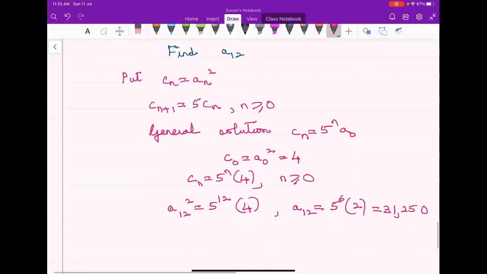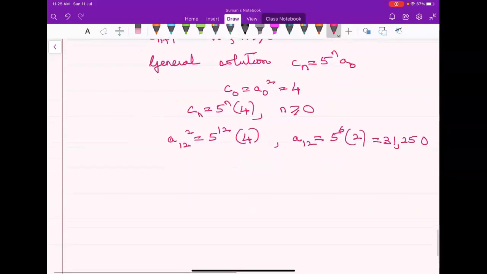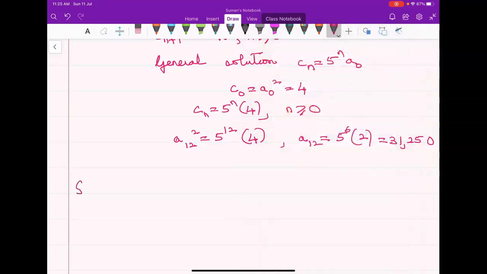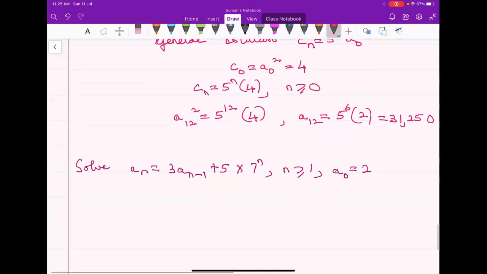So this is the solution to a12. Now we move to non-homogeneous recurrence relations. Coming to the next question, solve a_n equal to 3 times a_{n-1} plus 5 into 7 raised to n, where n is greater than or equal to 1 and a_0 equal to 2. So this is a non-homogeneous recurrence relation because we have 5 into 7 raised to n.